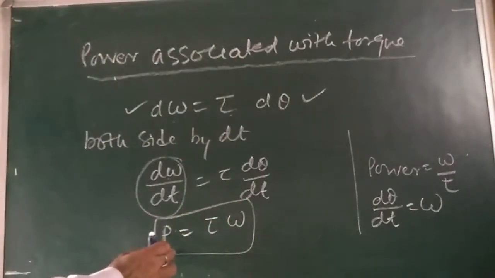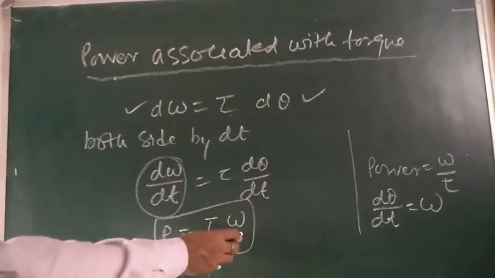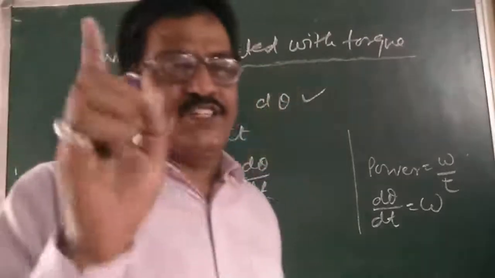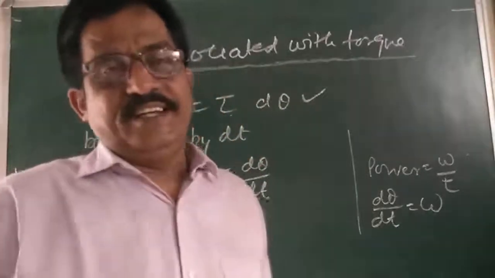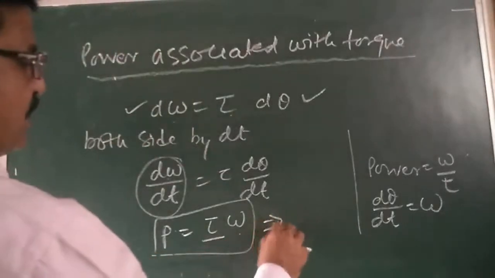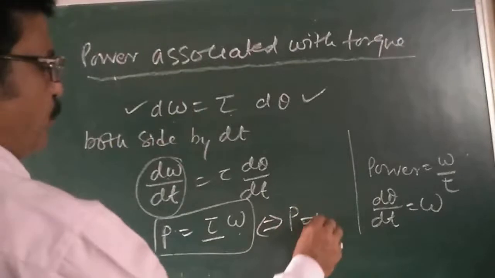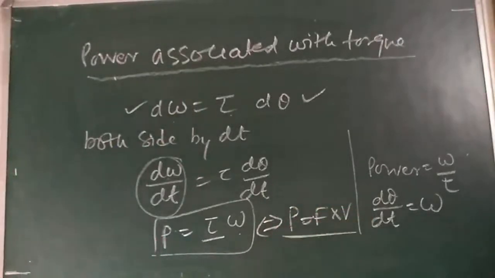So power associated with the torque is given by the product of torque and angular speed of the body about the axis of rotation. This is in rotational motion, while in linear motion it is force into velocity, that we have learned. P is equal to F into v. Write down.